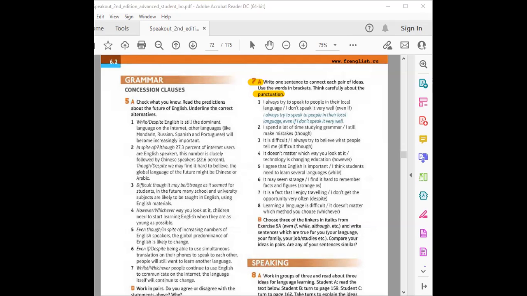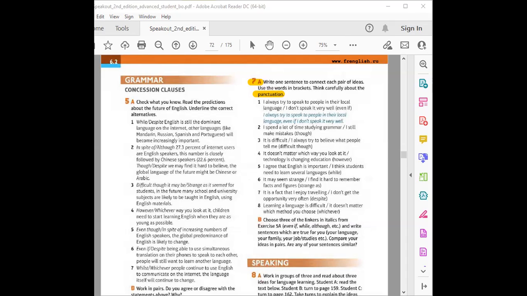Okay. Tartil, it's your turn. While I agree that English is important, I think students need to learn several languages. Correct. And I can do number 6. Strange as it may seem, I find it hard to remember facts and figures. Okay.